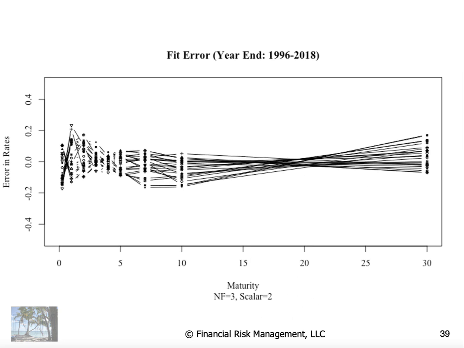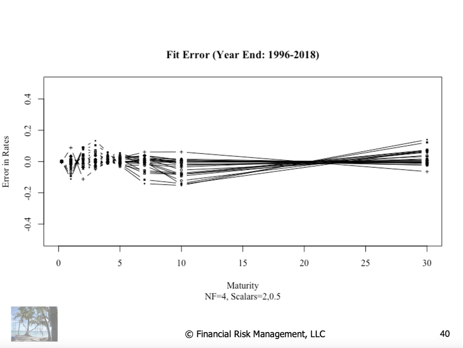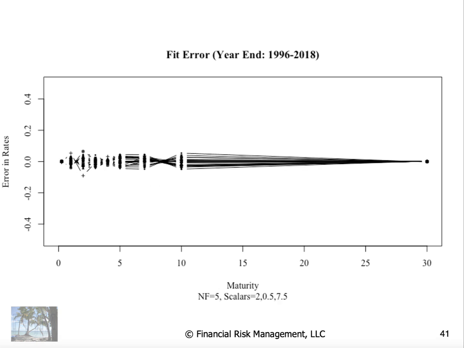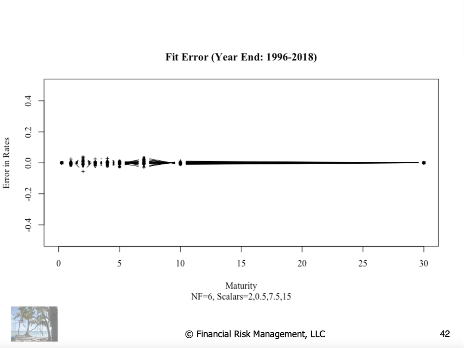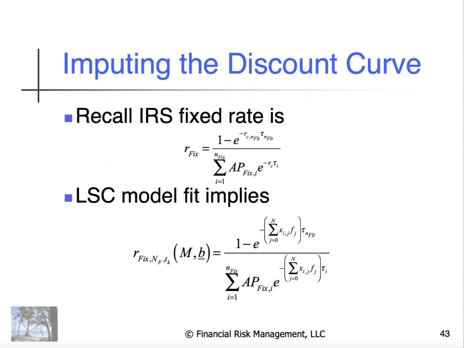If I assume a 3-factor model, again with scalar 2.0, what you'll notice is that the error rate in the fitted curve drops. 4-factor model drops some more, 5-factor model even more, 6-factor model even more. Remember, in finance, parsimony is a highly sought after attribute. That is, we want the minimum number of factors necessary to explain the phenomenon that we're trying to explain.